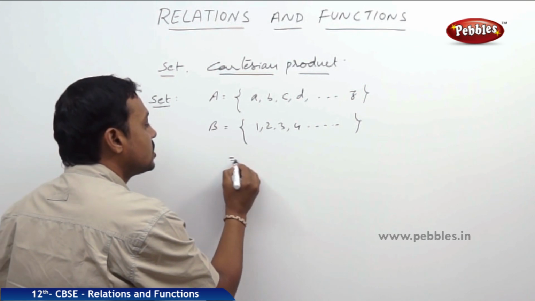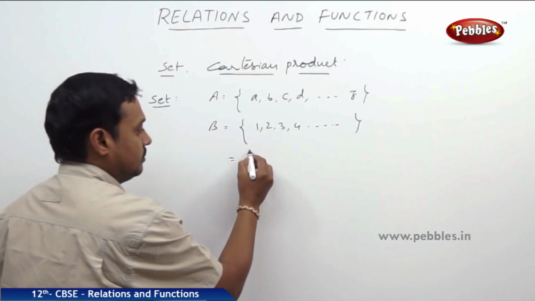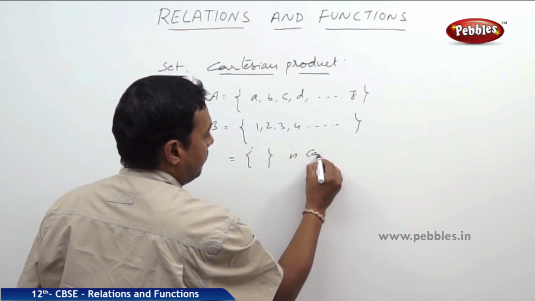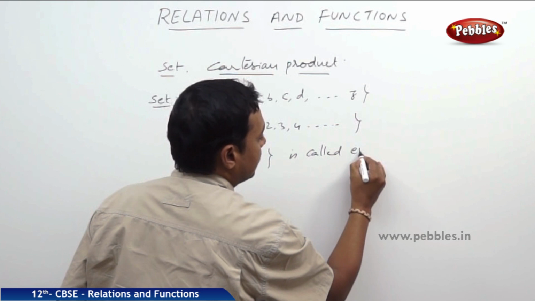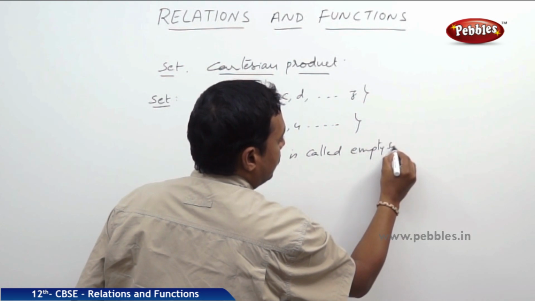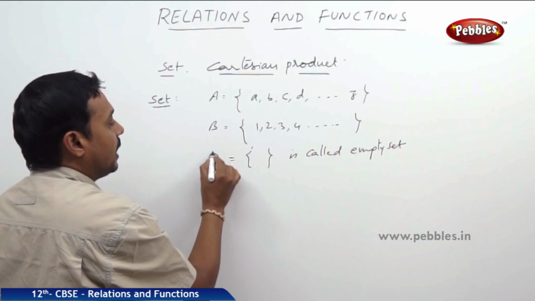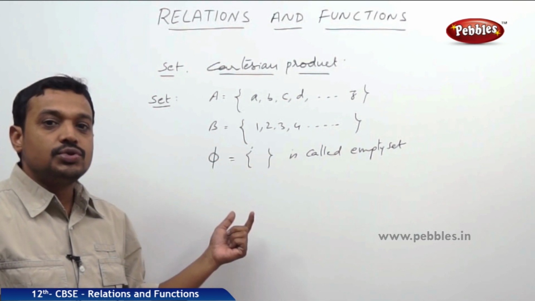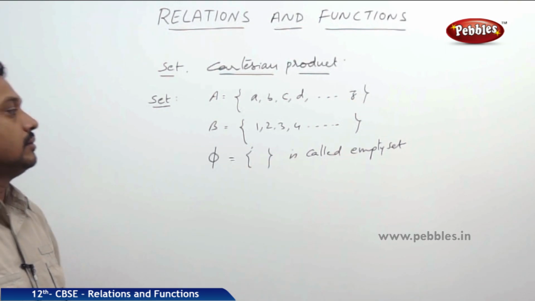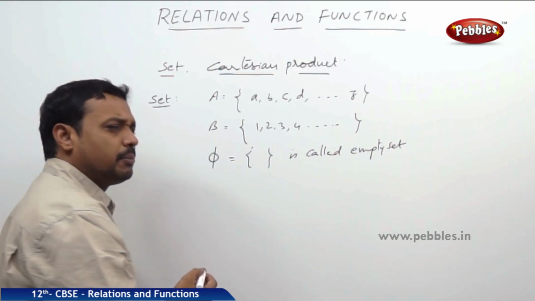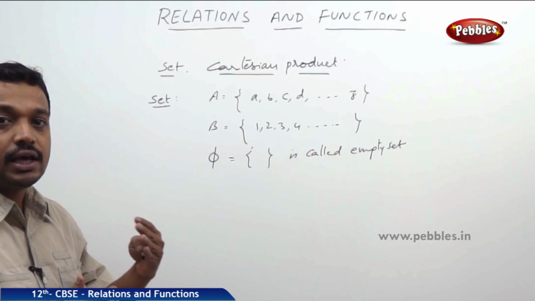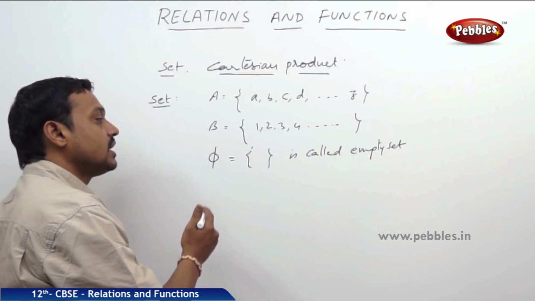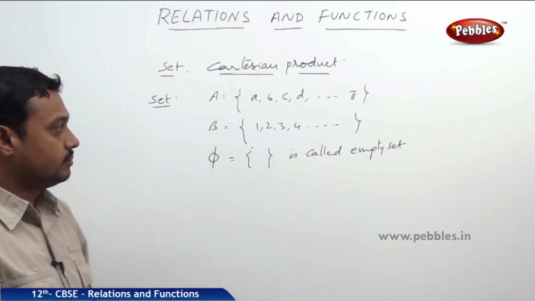And a set which does not contain any element is called empty set. Usually it is denoted by phi. So it is empty set. A set which is not empty, that is called non-empty set. That means the set may contain either a finite number of elements or an infinite number of elements. Then that is called a non-empty set.